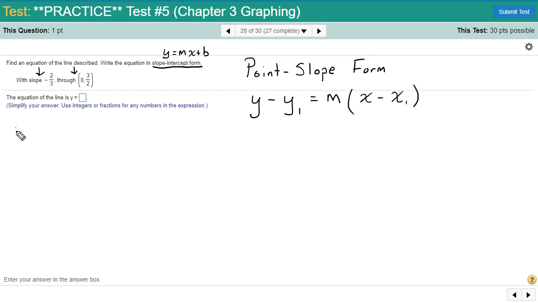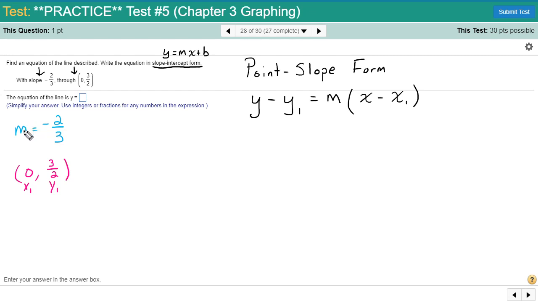We've been told that the line we're coming up with has to have a slope of negative 2/3, and it has to go through the point (0, 3/2). And as I said in class, I would get in the habit of, once you've identified your slope and you've written down the point you're working with, go ahead and label your point x sub 1, y sub 1.